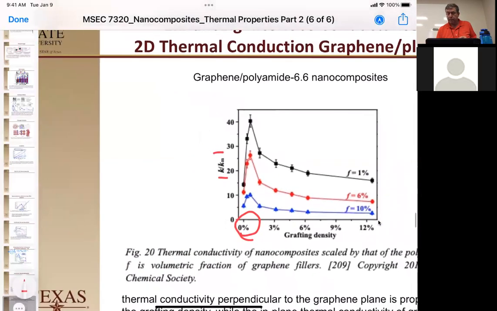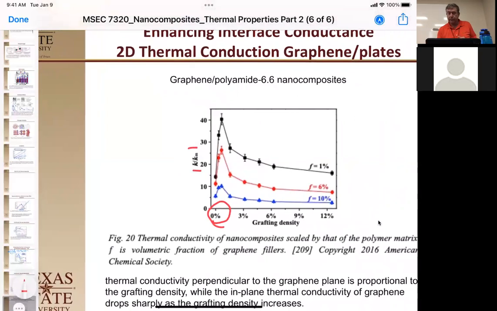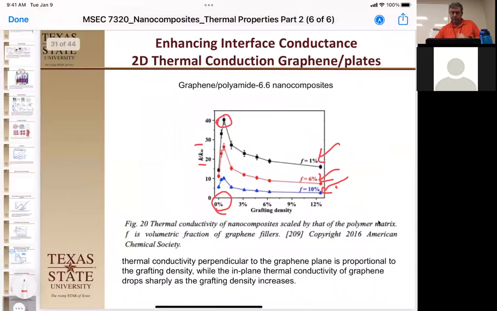Okay, so in this one, they have different volume fractions: 1 volume fraction, 6 volume fraction, and 10 volume fraction. Look at this: low grafting density, low volume fraction has the greatest change in the thermal conductivity. It's not aggregating, it's dispersing really well, it's interfaced with the polymer really well. So it's not just that if one is good, 100 is better. There's really a sweet spot, and here it's about 1% at a 1% volume fraction loading. And that's graphene right there. The thermal conductivity perpendicular to the plane is proportional to the grafting density, while the in-plane thermal conductivity sharply drops as the grafting density increases. I had to pull that out of the paper because I wasn't going to remember.